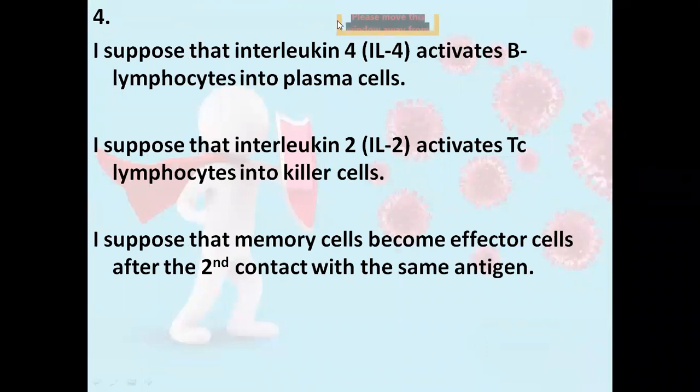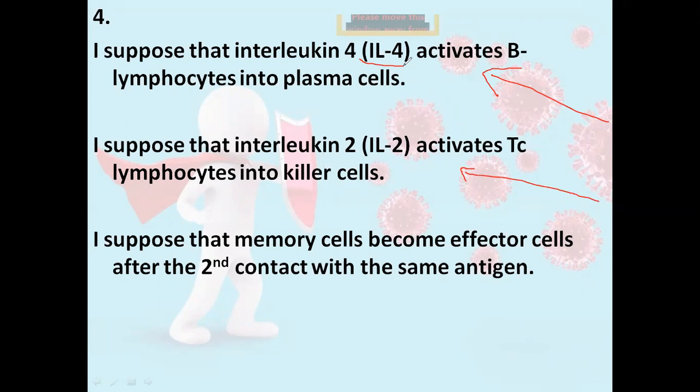Interleukins, as I said, we have interleukin 4 and interleukin 2. Here, I already know the answer and it's correct. And you have to study these two. Interleukin 4 has an important role in activation of B lymphocytes into plasma cells. So, whenever the T helper secretes interleukin 4, this will activate the B lymphocytes into plasma cells.